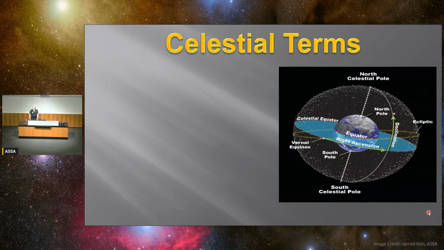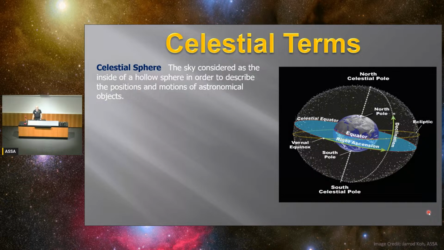So I'm just going to start off with going over a few celestial terms. The celestial sphere. So this is the sky considered to be the inside of a hollow sphere in order to describe the positions and motions of astronomical objects. About 2,000 years ago, the Greek astronomers actually thought there was literally a crystal sphere that all these stars are attached to, which obviously is not the case, but it is useful to consider it like that when we're trying to describe the motions of objects as they move around the Earth.